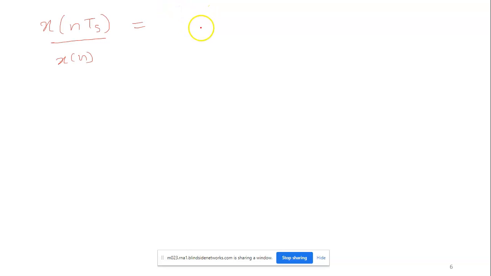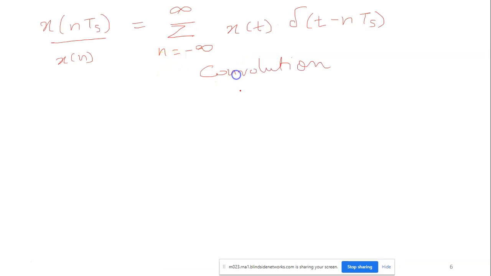x(nTs) is equal to the summation, n going from minus infinity to infinity, of x(t) delta(t - nTs). This is a simple convolution. So how can I write this? As x(t) convolved with delta(t - nTs). So this is my equation for x(nTs).